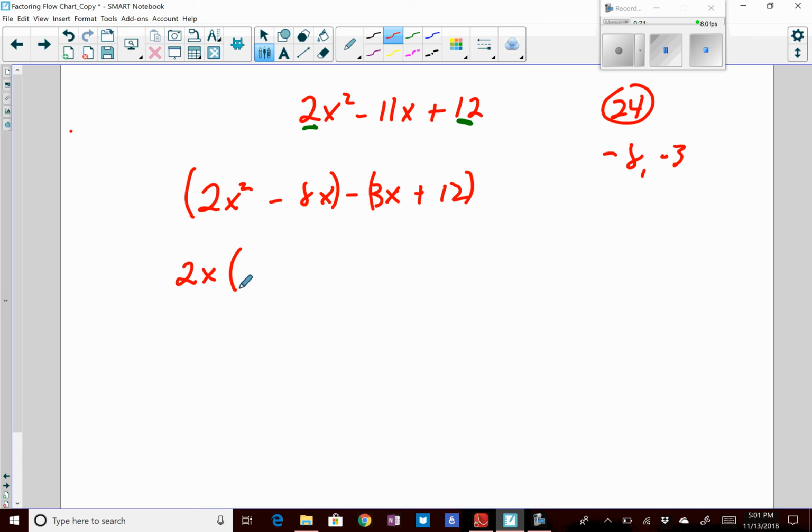Dividing each term by 2x, I have x minus 4. So I have the first group factored out. I'm going to bring that minus sign down, and then I'm going to take out a GCF for the second group. So that would be a 3. And then that will give me x minus 4.